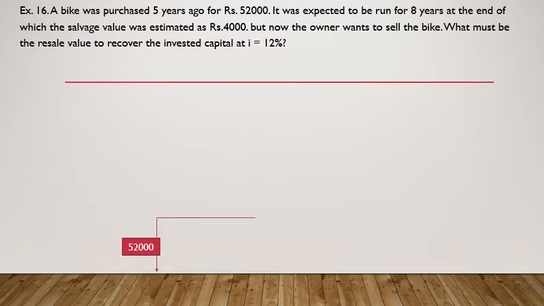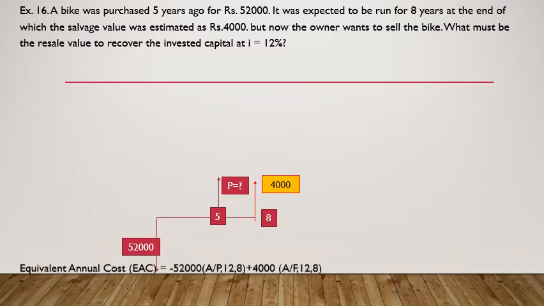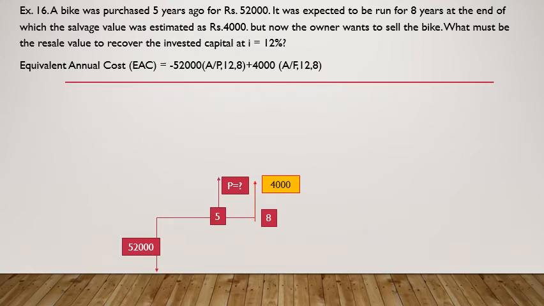Let us first draw the cash flow diagram. Initial purchase price of 52,000. The timeline is 8 years and the junction time is the 5th year. If I had waited up to 8 years, I would have got 4,000 as the salvage value. But I am selling it at the end of the 5th year itself. What is that resale value at the end of the 5th year, so that this pre-resale can be justified? And the rate of interest is 12%.